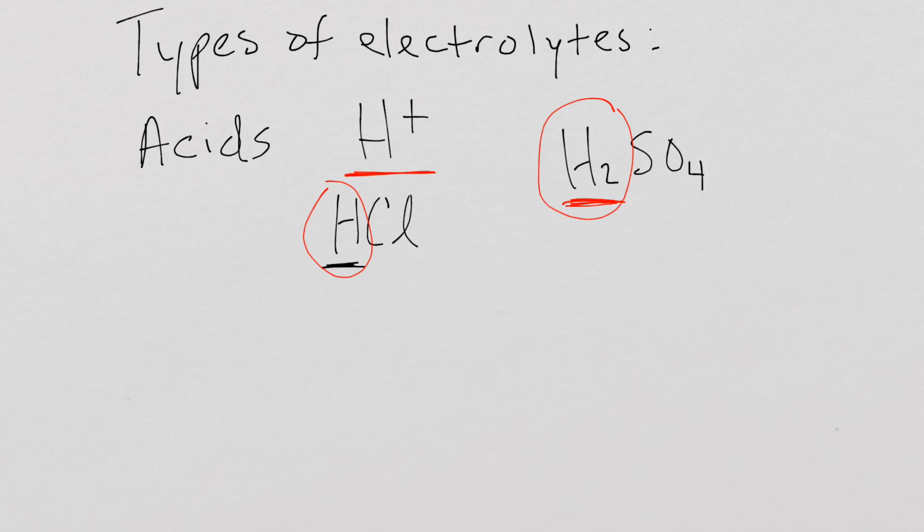Bases, on the other hand, also have an identifying little molecule that's always attached to them. Bases tend to have something called a hydroxide ion. A hydroxide is a polyatomic ion, which means it's stable. It's considered one unit even though it's actually got two atoms stuck together.